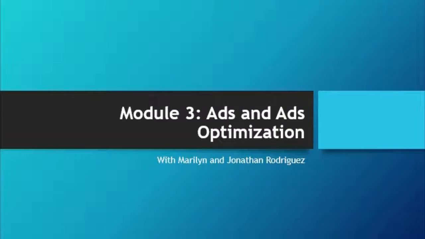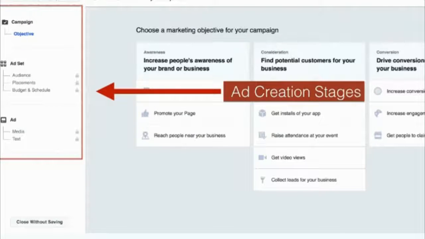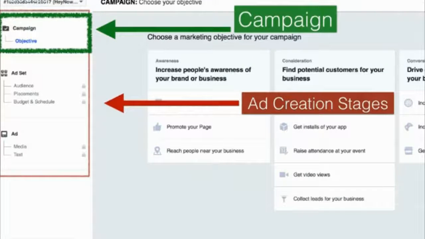So there are 3 stages to your ad creation. There's the campaign, there's the ad set, and there's your ad, which is where you create your headlines and all. 3 sections here to your ad. On the first level, you have your ad campaign. The campaign is where you establish your objective. What is your goal? Do you want more fans to your fan page? Do you want to engage fans more with your page? Do you want leads for your business? Do you want to drive traffic to your website? This is where you establish your objective.